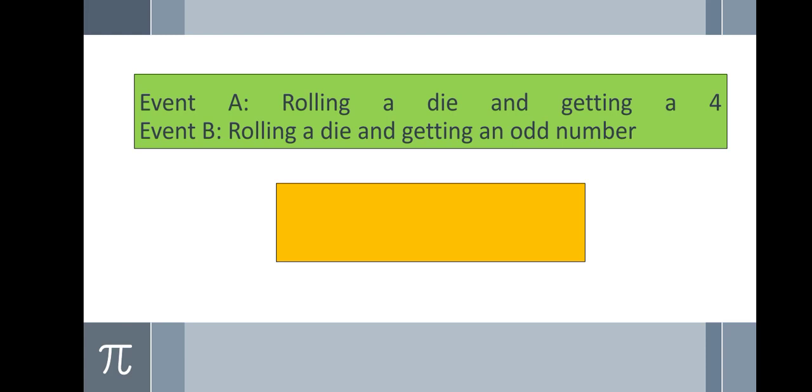Now let's determine. Event A, getting a 4. Event B, getting an odd. Is 4 an odd number? No. Therefore, it is mutually exclusive. There is nothing common to 4 and an odd number. That's why it is mutually exclusive.